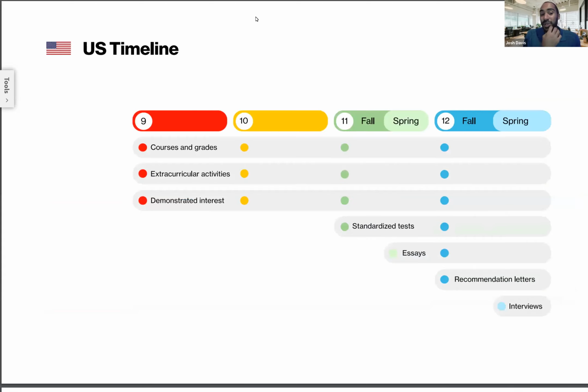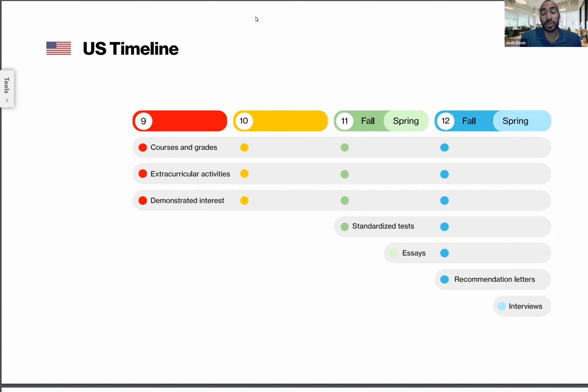And then for the US timeline, again, 9th grade is year 10 equivalent. 12th grade is year 13. We made it kind of clear here that it starts from 9th grade onwards. Courses matter, grades matter, your commitment to activities matters. And then, of course, if you start exploring potential universities, that can count too. Obviously, the further along the timeline you go, things start to matter more and more.